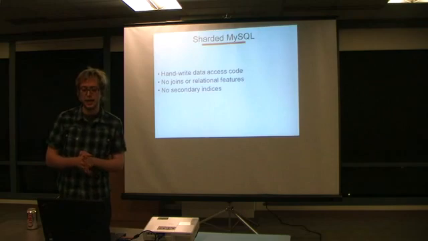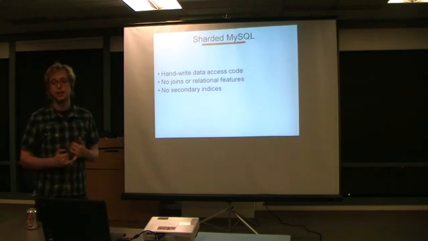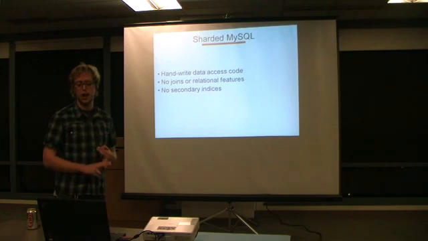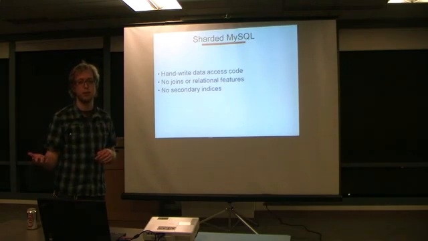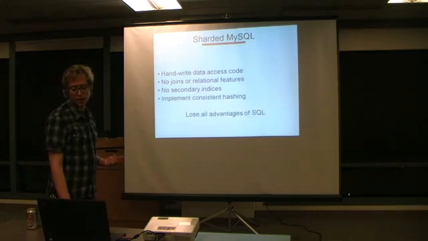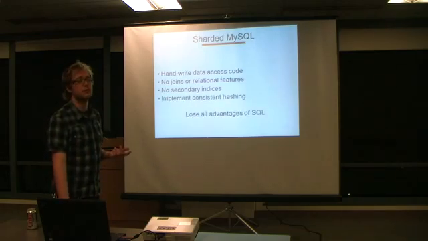A lot of times you have to disable secondary indices, which is one of the best things about a traditional relational database. You have to handwrite your own access code. So if you've got 20 machines and you shard everything up by primary key, a lot of times you have to hash that primary key to get to the different boxes. It just really becomes painful.